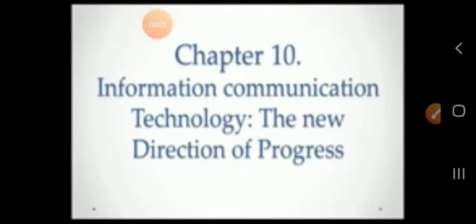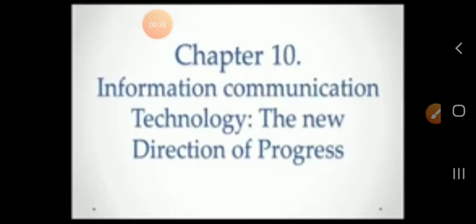Today we are going to start a new chapter, that is chapter 10, Information Communication Technology, the new direction of progress. In today's lecture, I will discuss the introduction to the ICT devices used in information communication technology, the ENIAC computer, important components of computer such as memory, operating system, etc. Memory as internal memory and external memory.